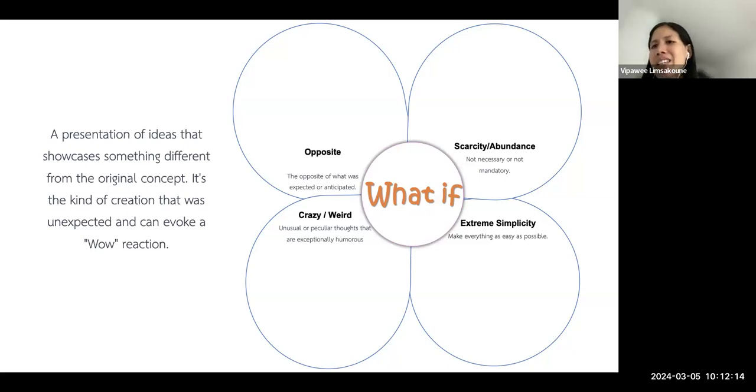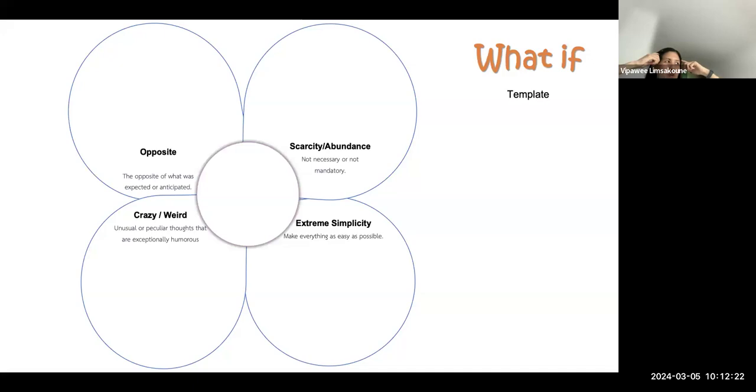Crazy or weird ideas are unusual, like for example in Harry Potter, the invisible cloak, right? That one is, in my opinion, wow. But nowadays they try to make it. It's not really a cloak, but it could reflect the light so that people could not really see you when you're behind it. But the scale is still small. Extreme simplicity, make everything as easy as possible. So this is what if.